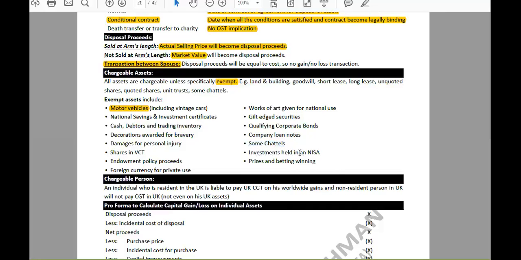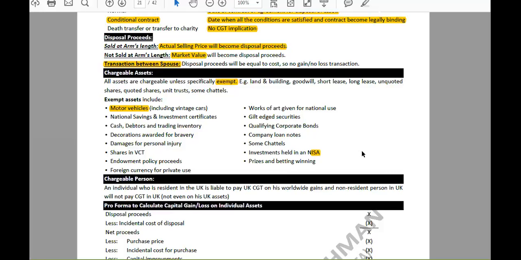Then investment in, students, this is a typing mistake. This is not NISA, this is ISA. Its old name was NISA and now the N has been removed. In fact, it is ISA right now. This is the appropriate word. ISA stands for individual savings account.